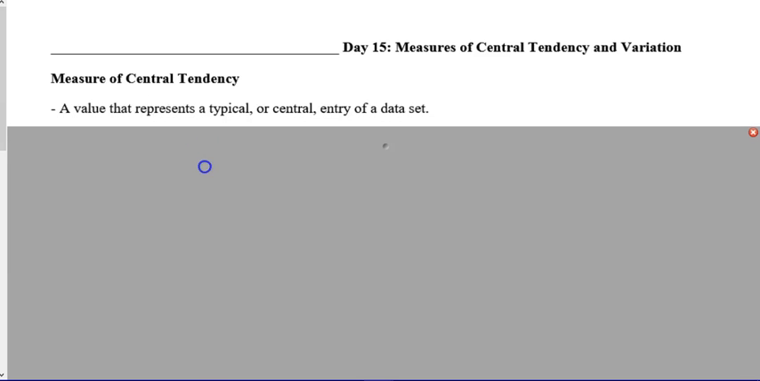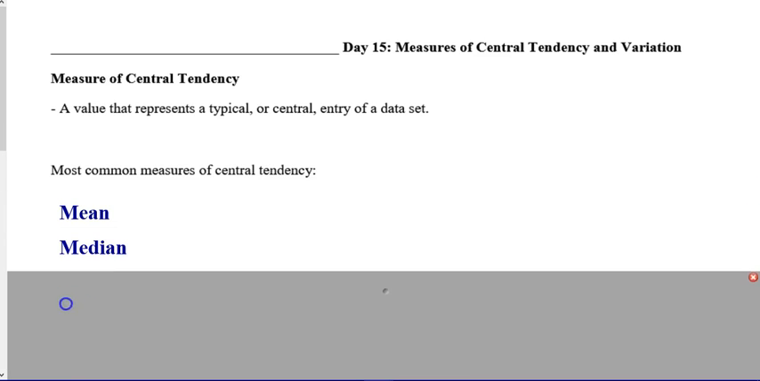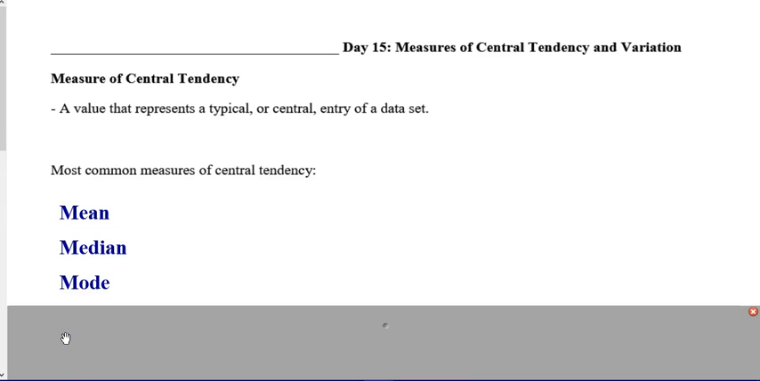Measures of central tendency and variation. A measure of central tendency is a value that represents a typical or central entry of the data set. There are three main ones we use: mean, median, and mode.